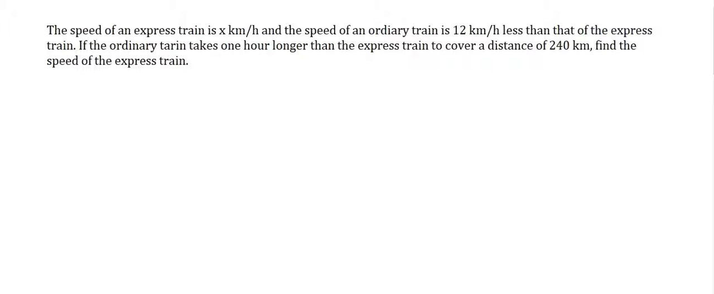Let's solve the question which I have written on the whiteboard. Given the speed of an express train is x kilometers per hour and the speed of the ordinary train is 12 kilometers per hour less than the express train.